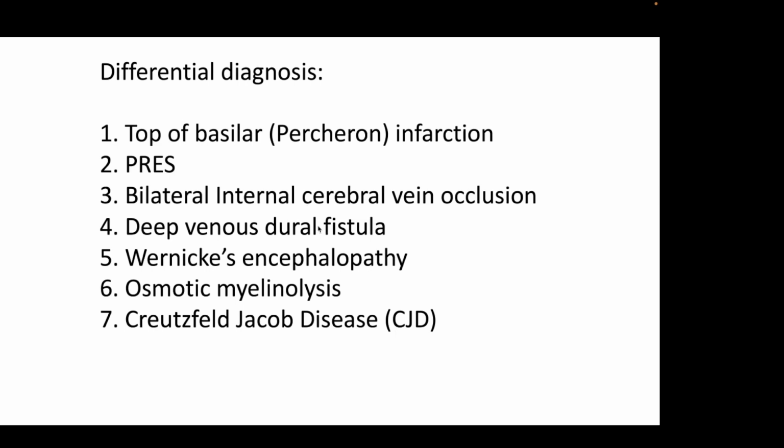Now, this is very difficult to diagnose because when you do the MRA or CT venogram, you'll see that there's flow in the internal cerebral veins, and you'll conclude incorrectly that it's not due to venous disease. So be aware of this possibility. Wernicke's encephalopathy can manifest in bilateral thalami. Osmotic demyelination, or what used to be called central pontine myelinolysis, CPM, can manifest in the thalami, and occasionally Creutzfeldt-Jakob disease, although usually not in the same distribution.